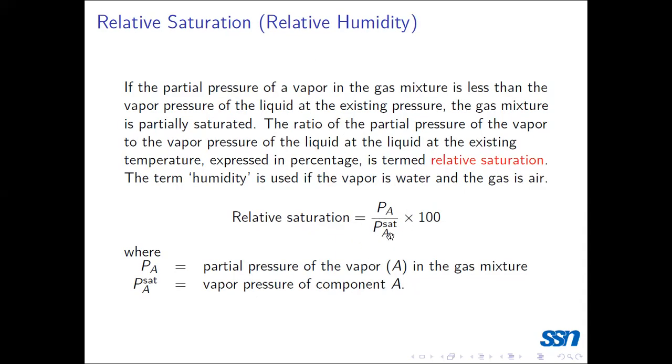The thing is, since the vapor pressure is a function of temperature, this relative saturation depends on temperature. Relative humidity is a function of temperature. It's not constant. With the same amount of moisture, if you heat the total contents to a higher temperature, the relative humidity will be lesser, because at a higher temperature the vapor pressure goes up, whereas the partial pressure is in proportion to the amount already present. So you'll see that relative saturation will decrease at higher temperature.